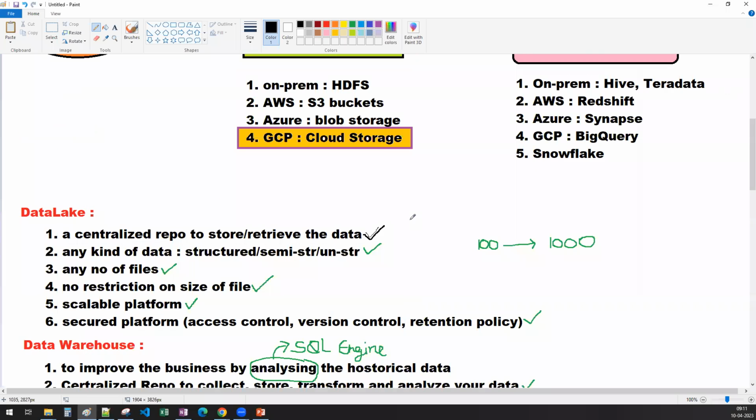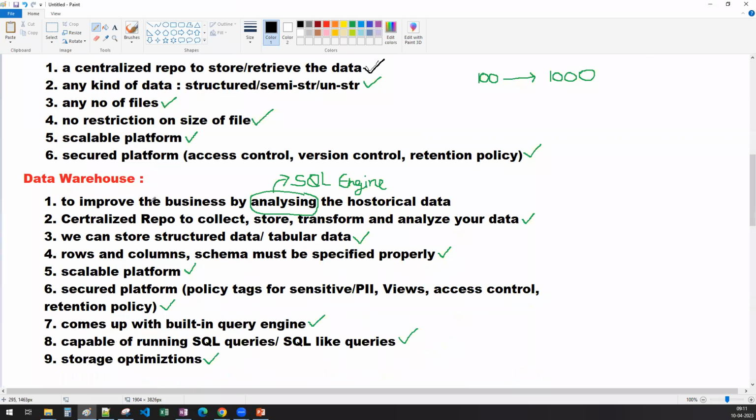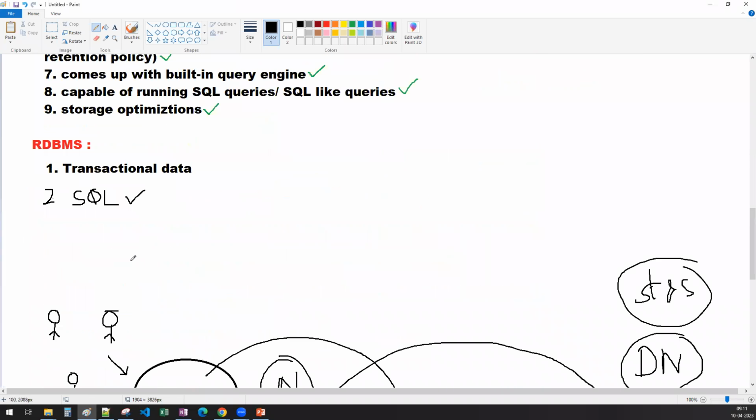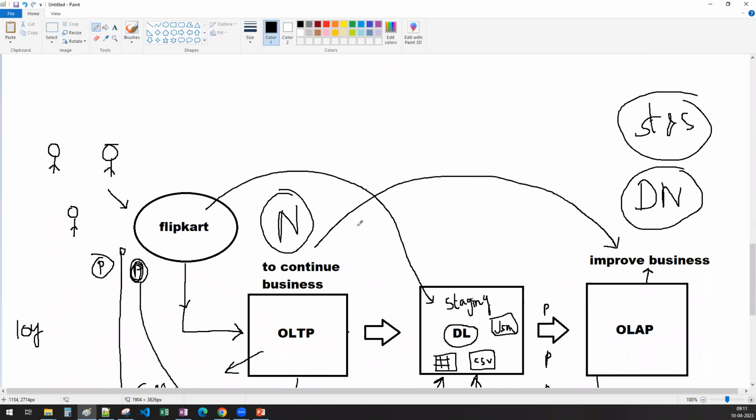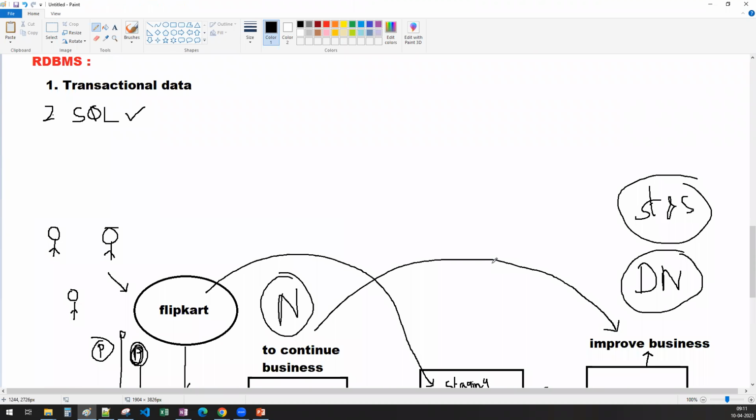But holistically, if you want to understand what a data lake is, what a data warehouse is, and what an RDBMS is, this is the thing, guys. Hope you got some idea.